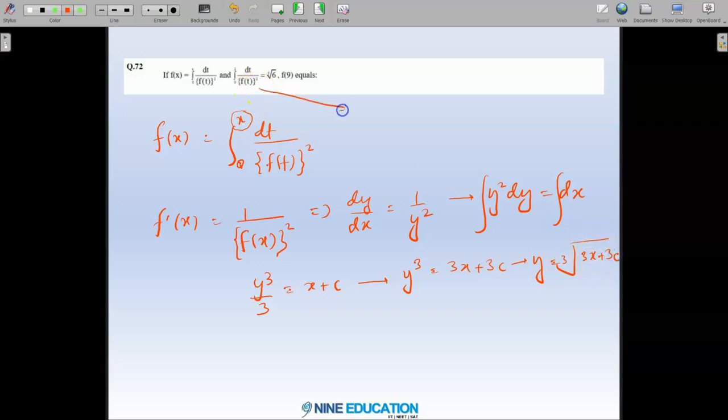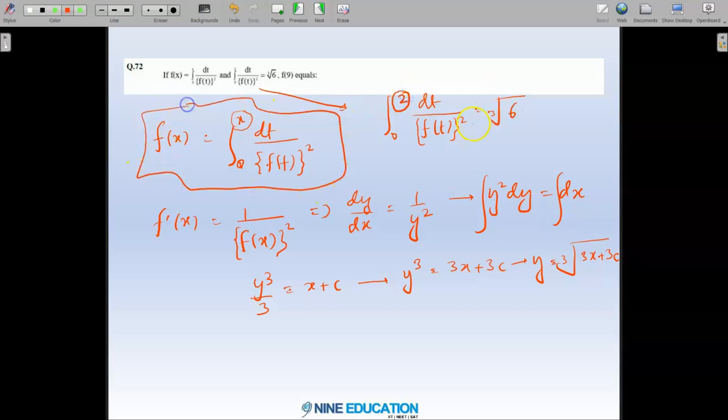Now another piece of information given is that the integral from 0 to 2 of dt by f of t square is basically the cube root of 6. When I say 0 to 2, it means the upper limit is 2, and if you compare with this function, the information given is nothing but f of 2. This is the value of f of 2. So I can say that at x equal to 2, the y value is the cube root of 6. So I can use our already obtained equation. So it is cube root of 6 equal to cube root of 3 into 2 plus 3c.